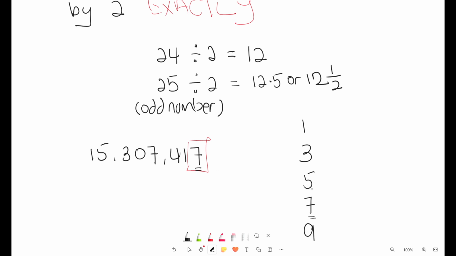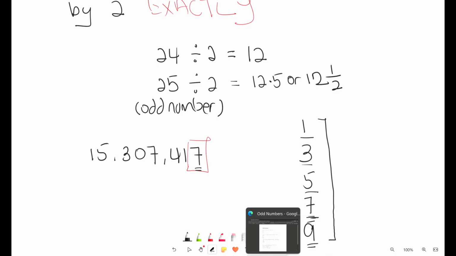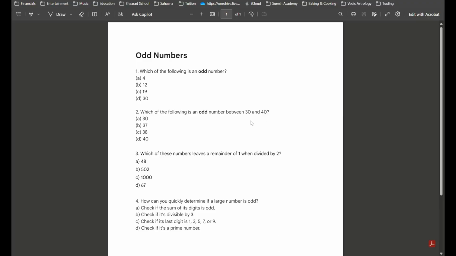Now, 1, 3, 5, 7, 9 forms 5 digits of our 10 digits that we have. All these numbers cannot be divided by 2 exactly. So therefore, all these numbers fall under the category of odd numbers. So any numbers that end with these digits are definitely odd numbers. Now let's do a few questions to see if we actually understood what we have just learned.